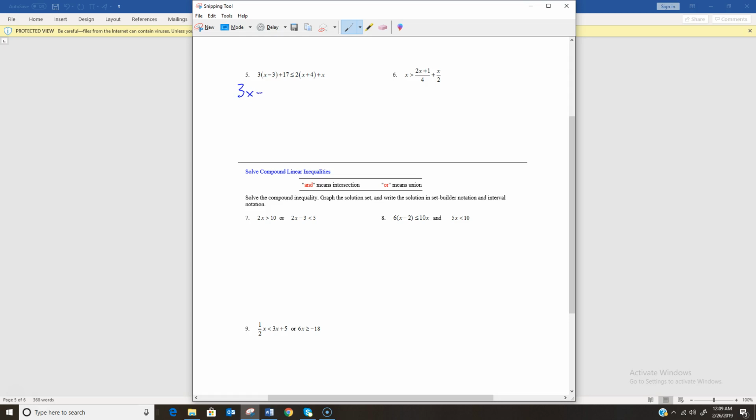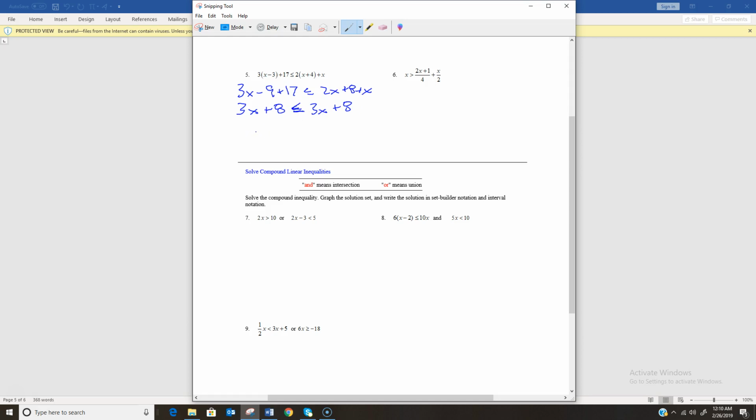So this ends up being 3x minus 9 plus 17 is less than or equal to 2x plus 8 plus x. On the left side, oh, this might be a moot point because these might be special cases. So 3x, and then the 17 minus 9, if I combine the like terms there, that would get me an 8 here. And then that's less than or equal to 3x plus 8 over here. So this is always true. 3x plus 8 is always less than or equal to 3x plus 8 because it's always equal to it.